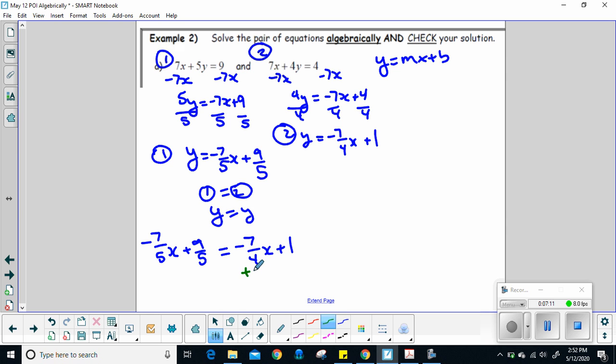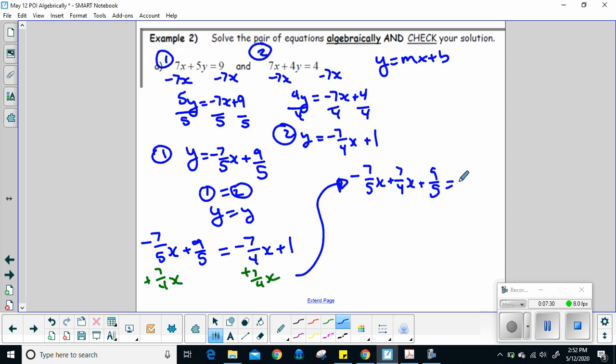So let's see, I'm going to plus 7 over 4 x to both sides, plus 7 over 4 x to both sides. And what does that give me? Hang on here, I'm going to come up here. So that means I've got negative 7 over 5 x plus 7 over 4 x, and I haven't touched that 9 over 5 yet, equals 1. Oh, okay. Let's move this to the other side. So I'm going to minus 9 over 5 to both sides. And now I'm looking at negative 7 over 5 x plus 7 over 4 x equals 1 minus 9 over 5.